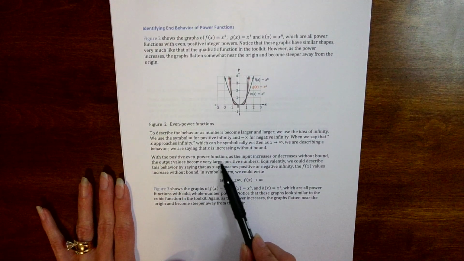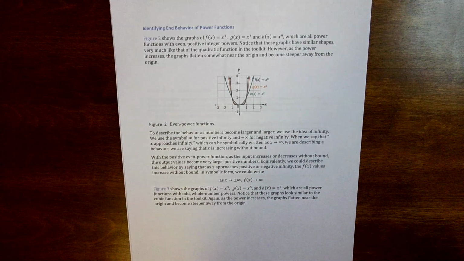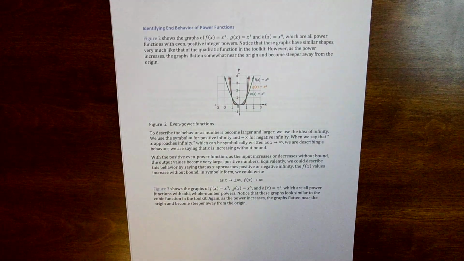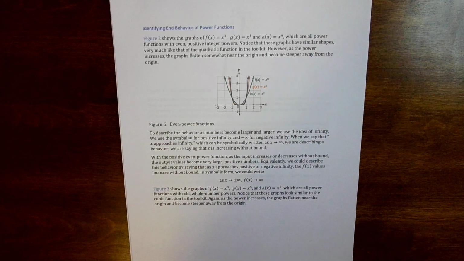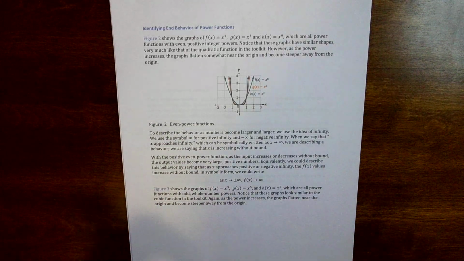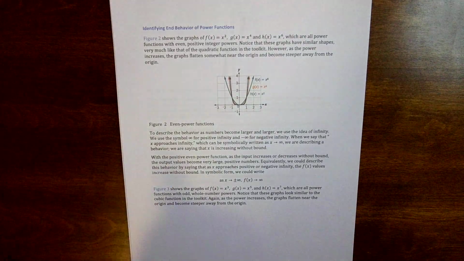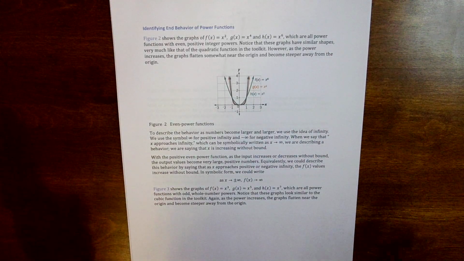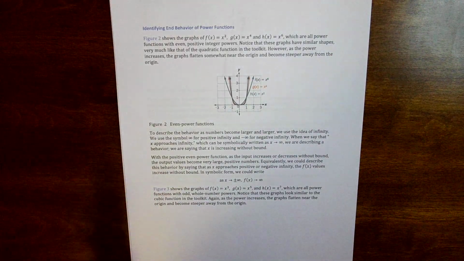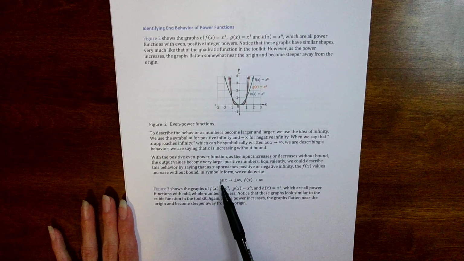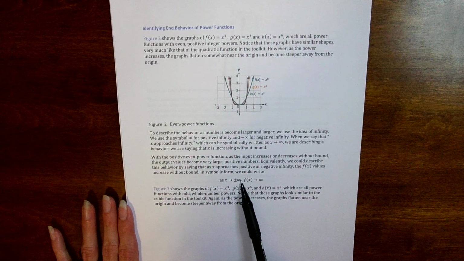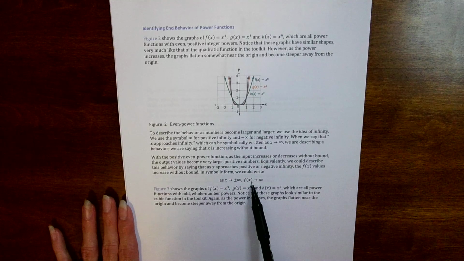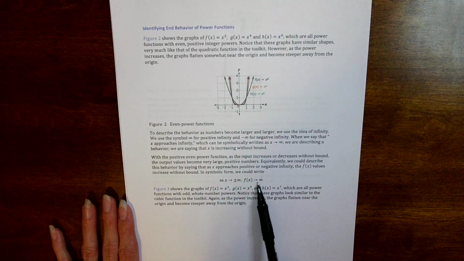With the positive even power function, the numbers you put in increase or decrease without bound, and the output values become very large positive numbers. Equivalently, we could describe this behavior by saying that x approaches positive or negative infinity. The f of x values increase without bound, and in symbolic form we could write, as x approaches plus or minus infinity, f of x approaches infinity. Remember, f of x and y are the same.